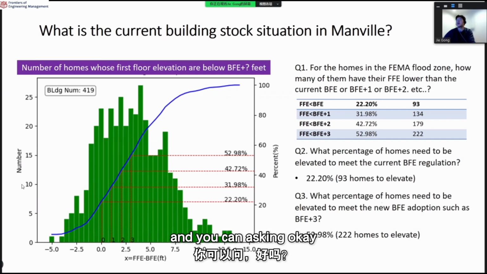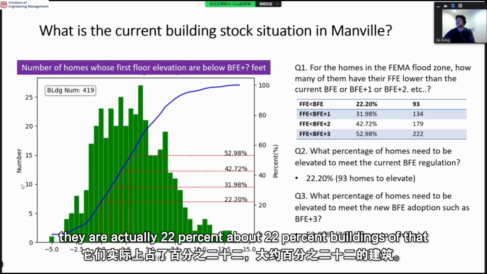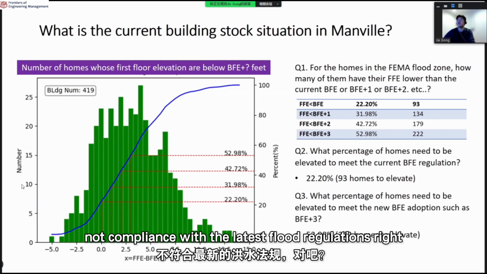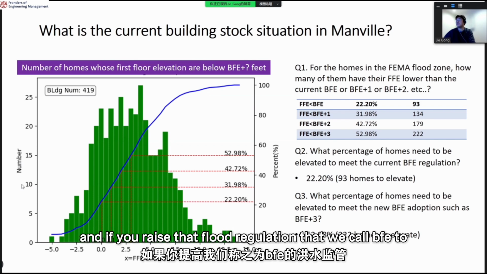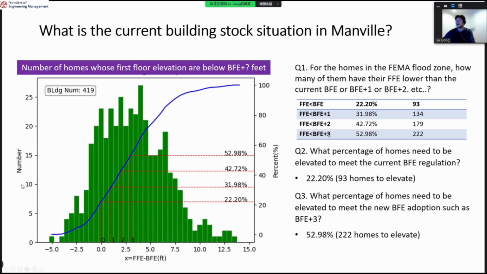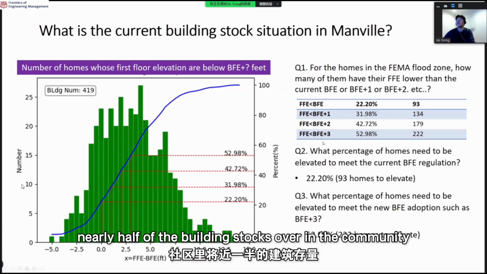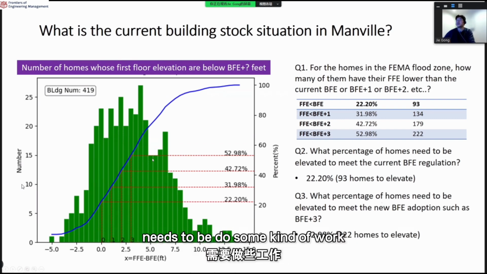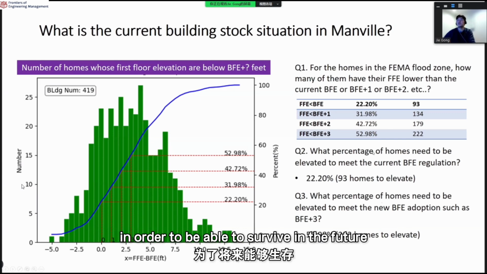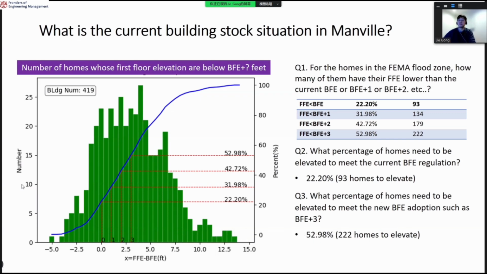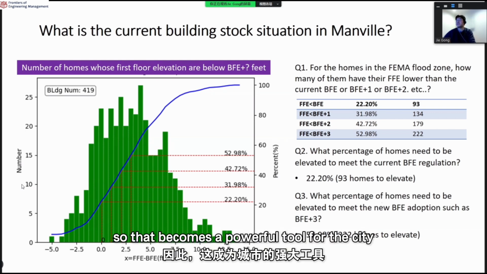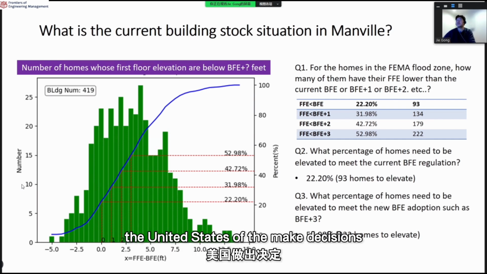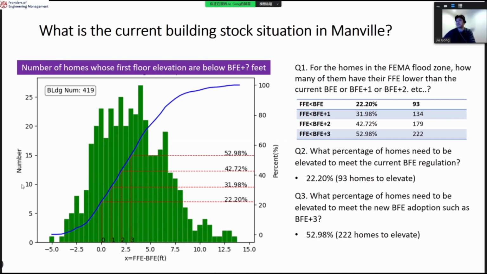You can see that about 22% of buildings are not compliant with the latest flood regulations. And if you raise that flood regulation, which we call BFE, by adding 3 feet to it, you will see nearly half of the building stock in the community needs some kind of work to be able to survive future flood events. That becomes a powerful tool for the city and for agencies like FEMA in the United States to make decisions on how they can invest.